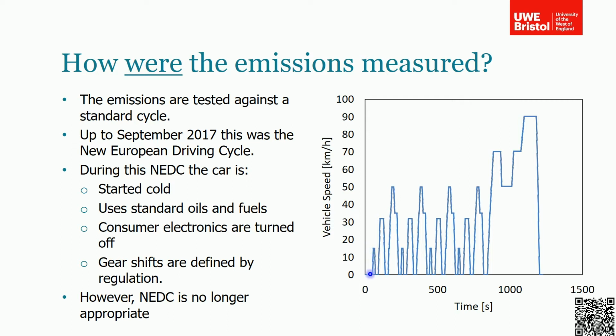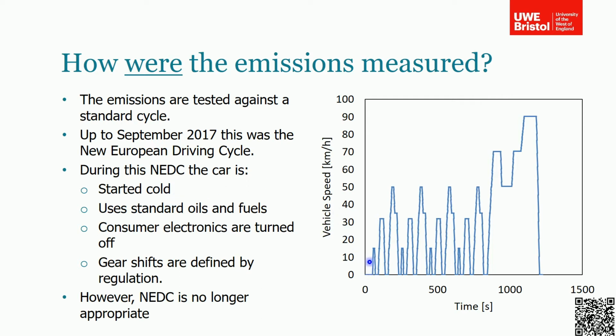So you can see the way the vehicle is tested is, first of all, it's pre-conditioned. So it uses standard oils and fuels, with any consumer electronics turned off. It's what's called soaked. So it's put into an environmental chamber, and the car is soaked overnight so that it's at a predetermined temperature between 20 and 30 degrees C. So all vehicles are always tested at the same temperature.